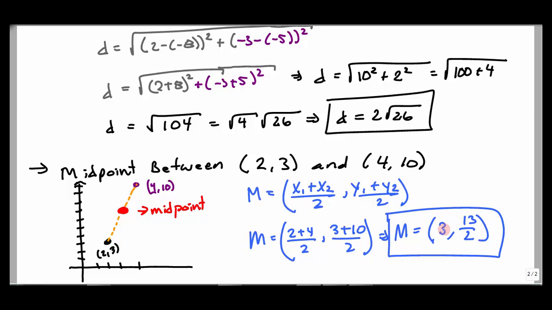But if I wanted to graph this, this would be 3 and 6.5. So 3, 2, 3, 4, 5, 6, 6.5. That wasn't too far off. So that was the ordered pair of 3 and 6.5 if I want to look at it in decimal form. But this is the form that I'd use for MyMathLab.